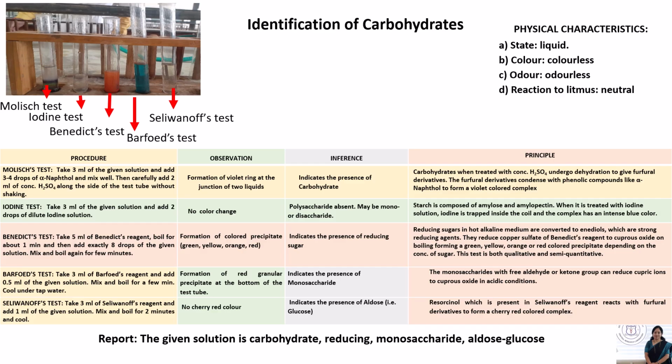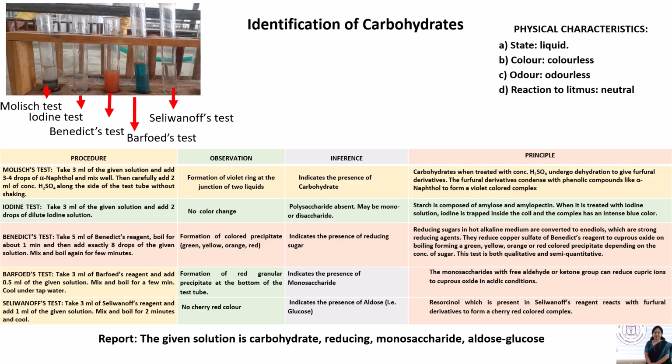If there is formation of cherry red color, it indicates keto sugar. In this sample there is no formation of cherry red color, so it indicates keto sugar is absent and aldose sugar is present, and the most common aldose sugar is glucose. What's the principle behind this test?